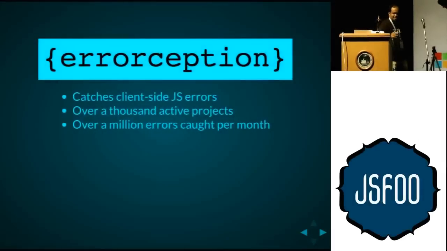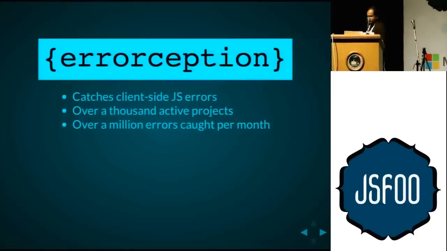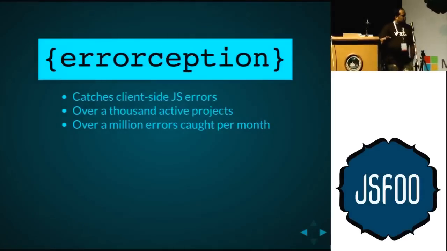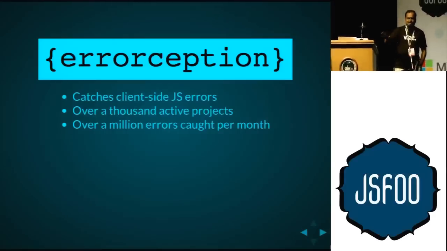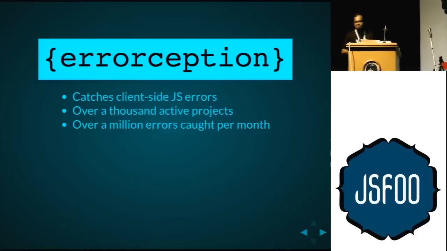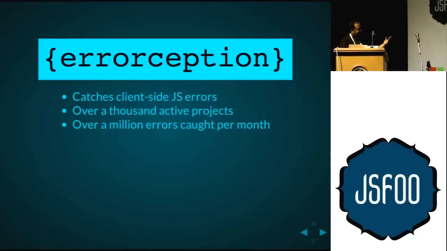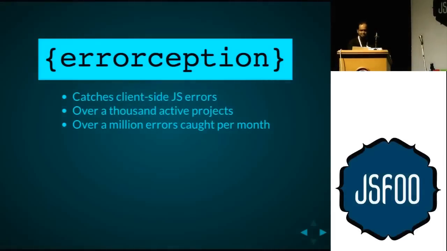So what is Errorception? I don't want to make this a product pitch, but I'll quickly run through what it is. It's this little snippet of JavaScript that you insert into your page, and it catches errors that happen in the browser while your app is running at your user's end. It's sort of like Google Analytics, but you drop it in and it catches errors for you. There are over 1,000 active projects, like 1 million errors caught per month on average. It's closer to 2 million right now. This is what Errorception is, and that's my pitch. I'm not going to talk anymore about how awesome Errorception is.